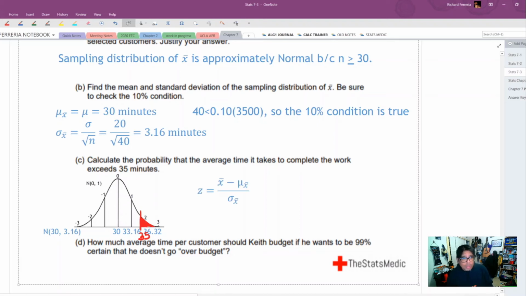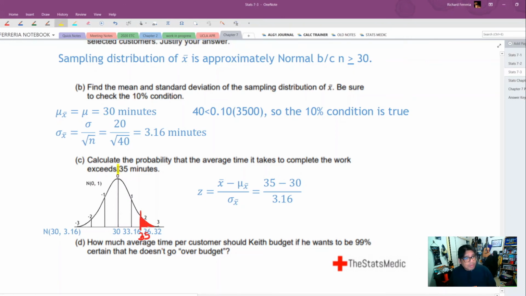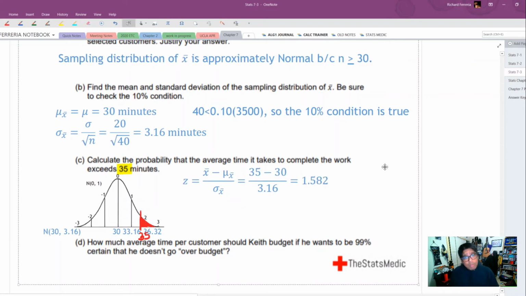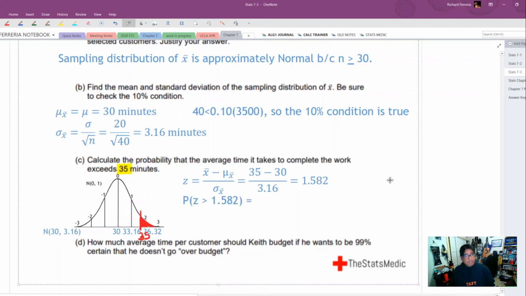Z is equal to x bar minus mu x bar divided by sigma x bar. That's 35 minus 30 over 3.16. That z-score is 1.582. Our probability statement asks the question, what's the probability that the z-score is greater than 1.582?